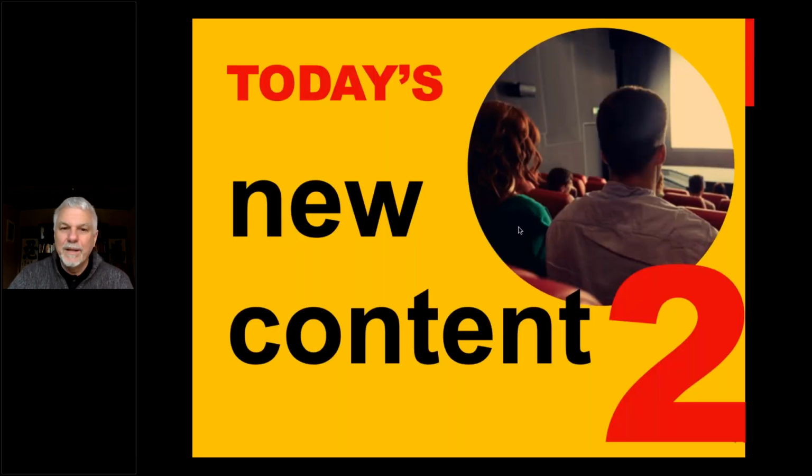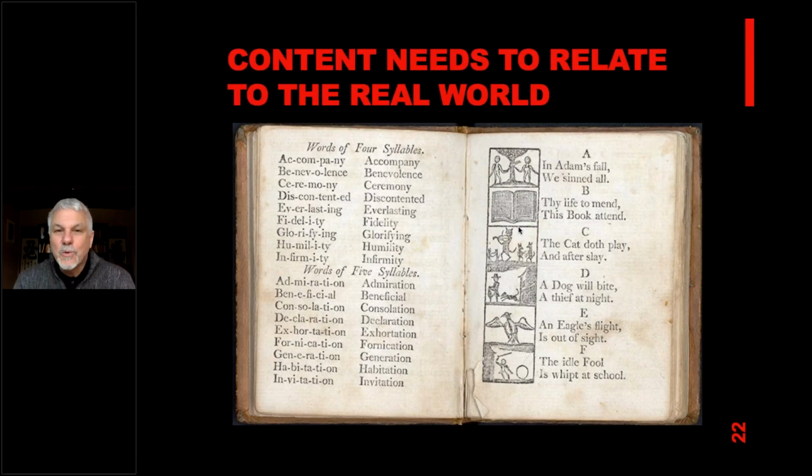Okay, what's the second point? The second point is about new content. Okay, so content needs to relate to the real world. Now remember, I told you about Comenius, this Czech guy who illustrated books. Well, this was the sort of thing that he did.